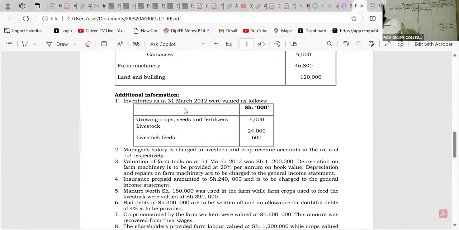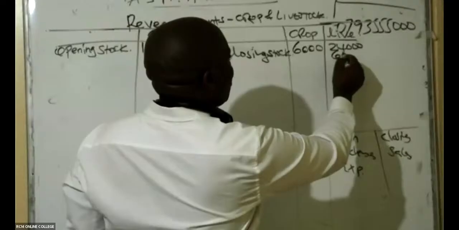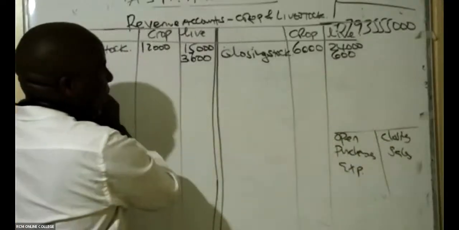Inventories at the end of the year, which is 31st March 2012, were as follows. Growing crops, 6,000. Then we have closing stock for livestock, 24,000. And then we have closing stock for livestock feeds, 600. So 600 closing stock like that. You don't have to have any relation for that.